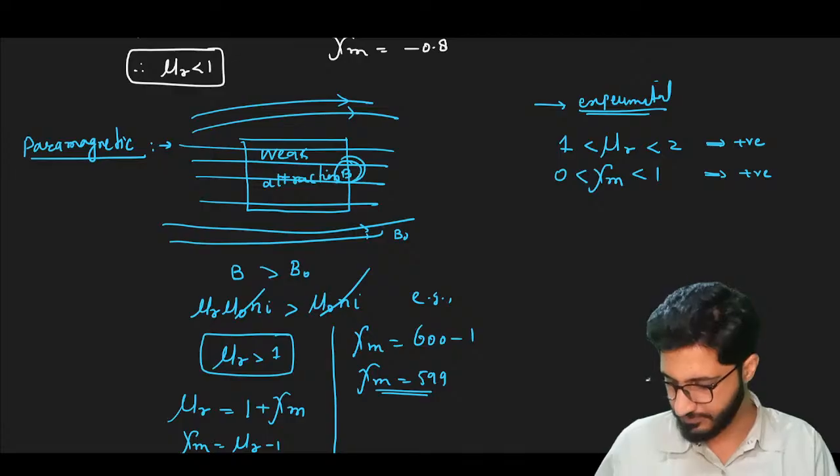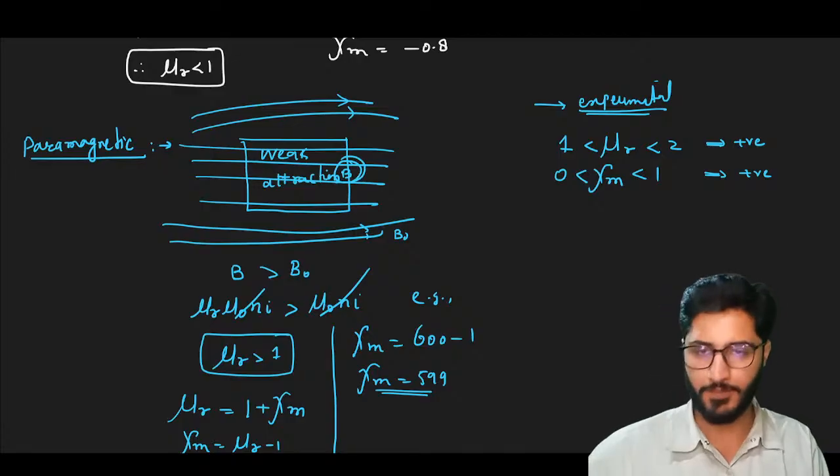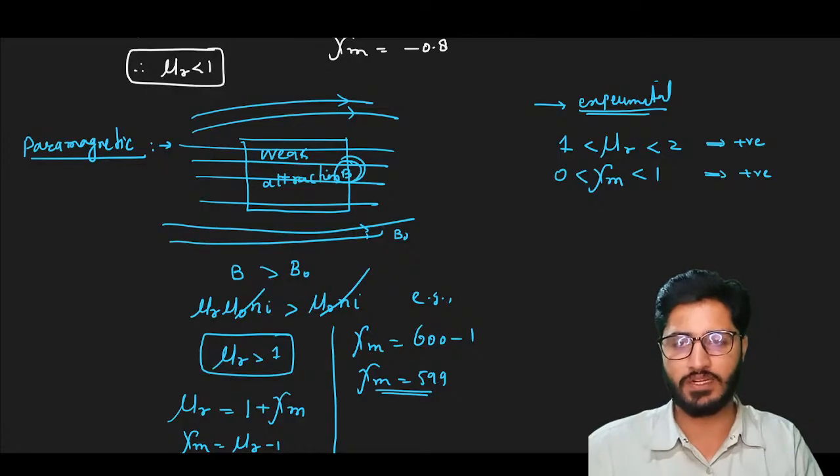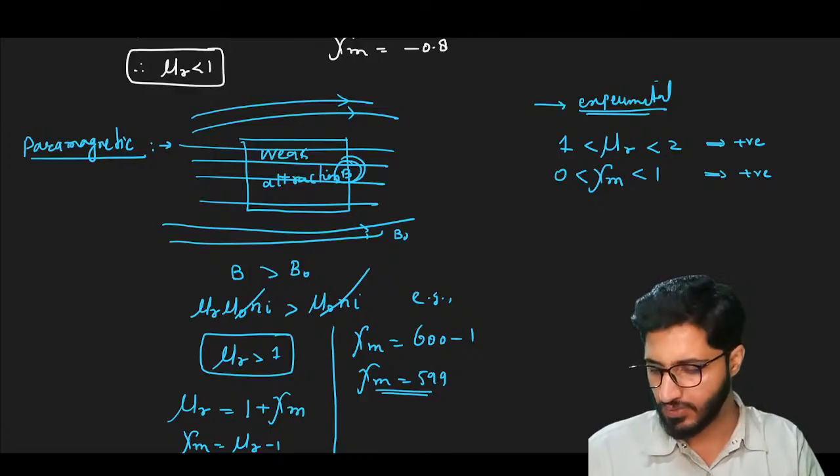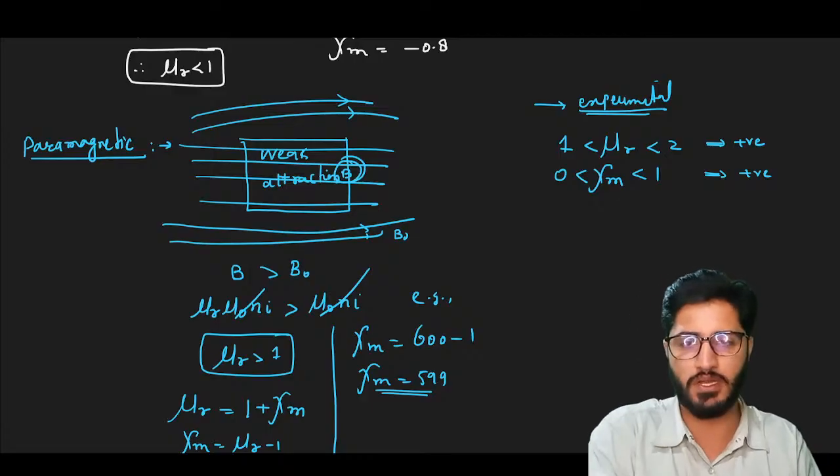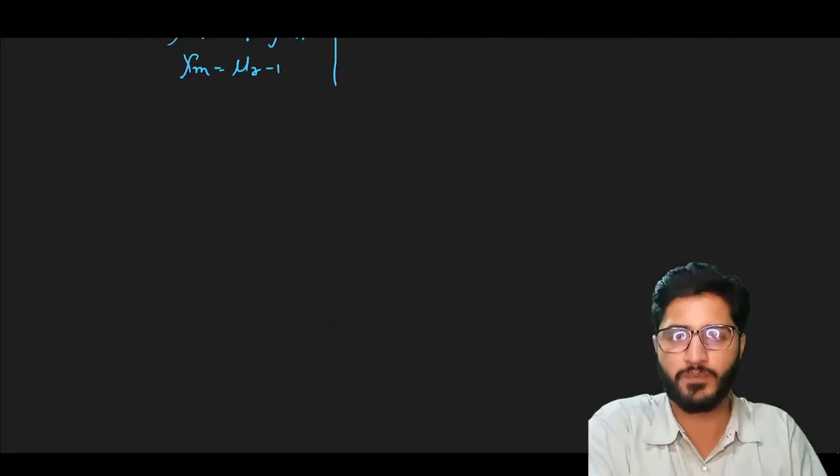Hello, beta. Okay, so I guess we are done with diamagnetic and paramagnetic. So let us start. First of all, I need to check my network connectivity. Then we'll start.